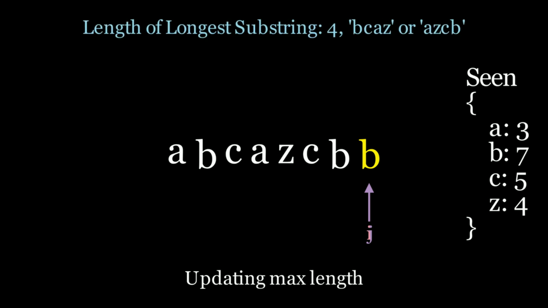And we're done the algorithm, right? The length of the longest substring is 4. It's either BCAZ or AZCB. It doesn't matter because we just care about the length.